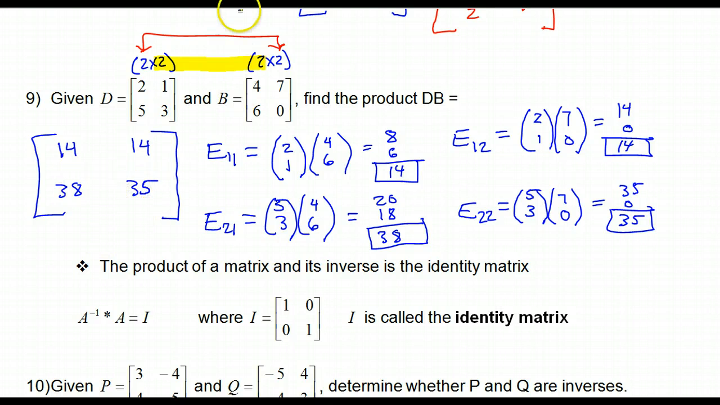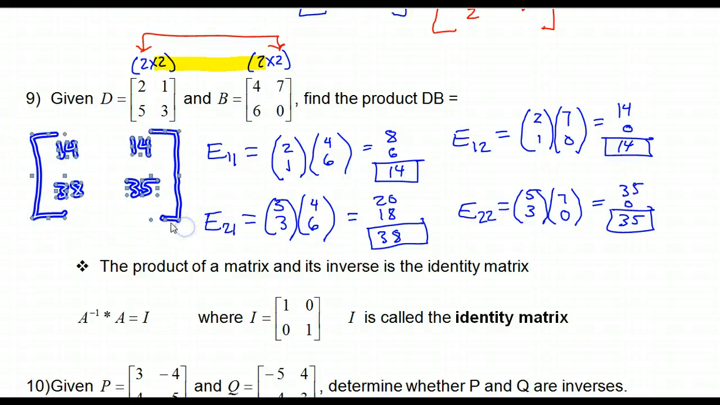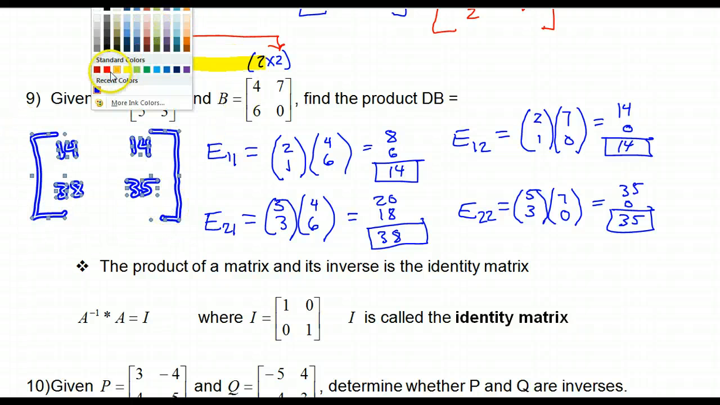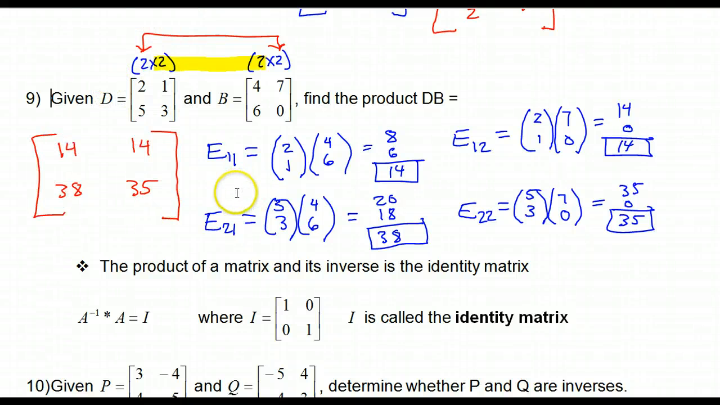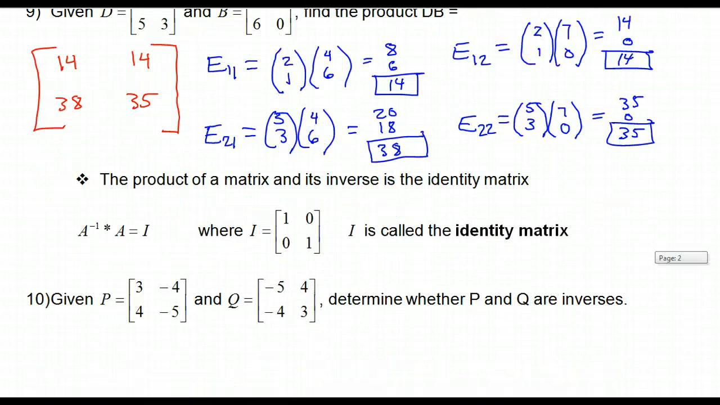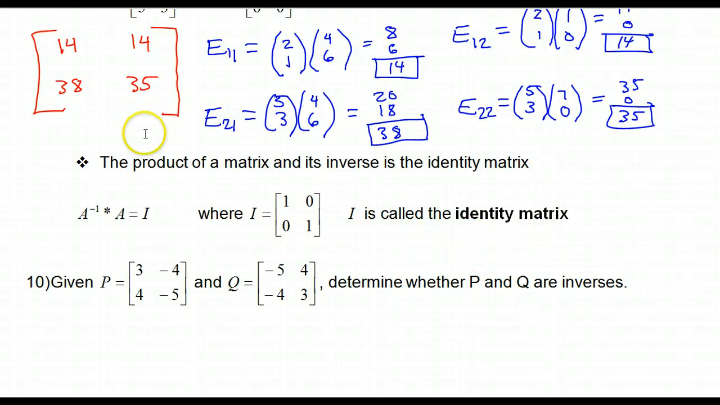Alright, so there it is. I feel like this should be red because I've tried to put my answers in red. Oh, it's magic, you know. So that's the answer over there, the product of a matrix. That was a little review because we're going to need that for this last problem.